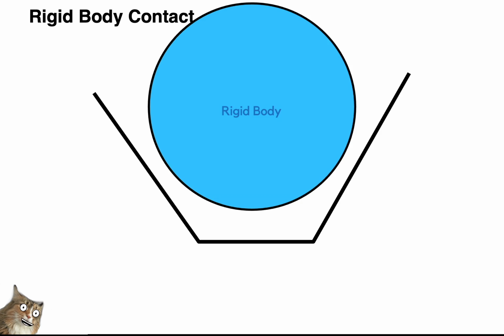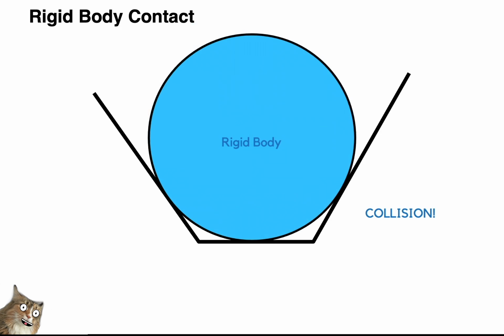Here's a very simple scene featuring two rigid bodies, a circle and a bowl-like object. Let's imagine that our circle is falling downward under gravity. Eventually, these two objects will collide, and we're going to have to deal with this collision somehow.